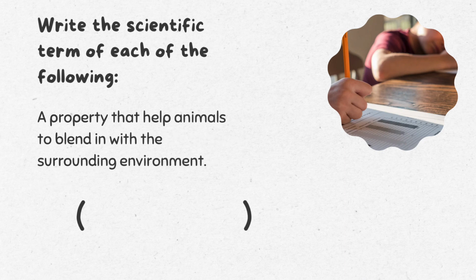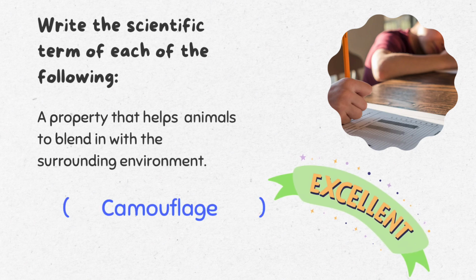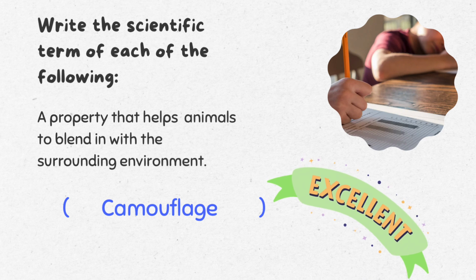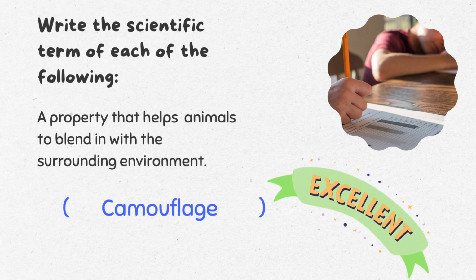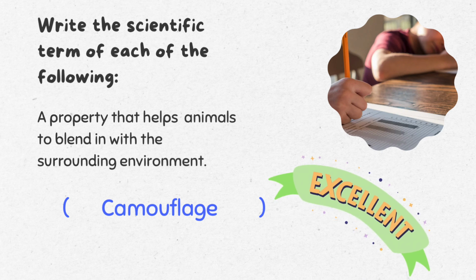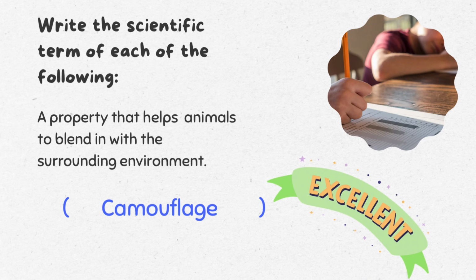A property that helps animals to blend in with the surrounding environment. What is the property that helps the animal to blend in with the surrounding? Do you know it? Yes, excellent. This property is called camouflage, as you said. And the word property means characteristic or feature. As you said, a property that helps animals to blend in with the surrounding is camouflage.